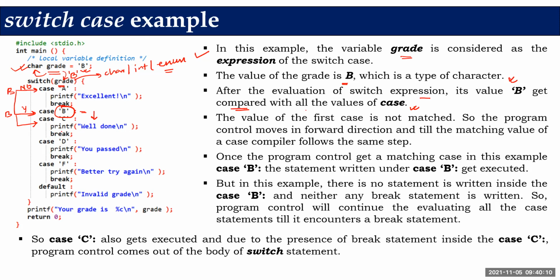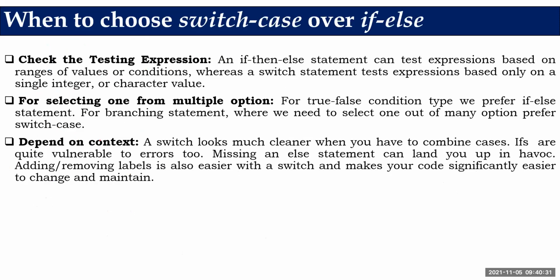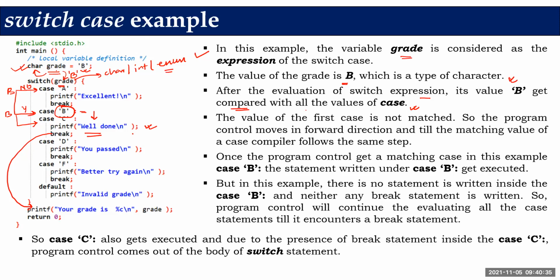So next, printf well done. It will print this particular line and then the break statement. What will break do? It will go outside of the switch case. So that means if the value of grade is B or C, it is going to show you well done. If you give a grade C, it is also going to show you well done. If you give an input value of grade as B, it is also going to show you well done.